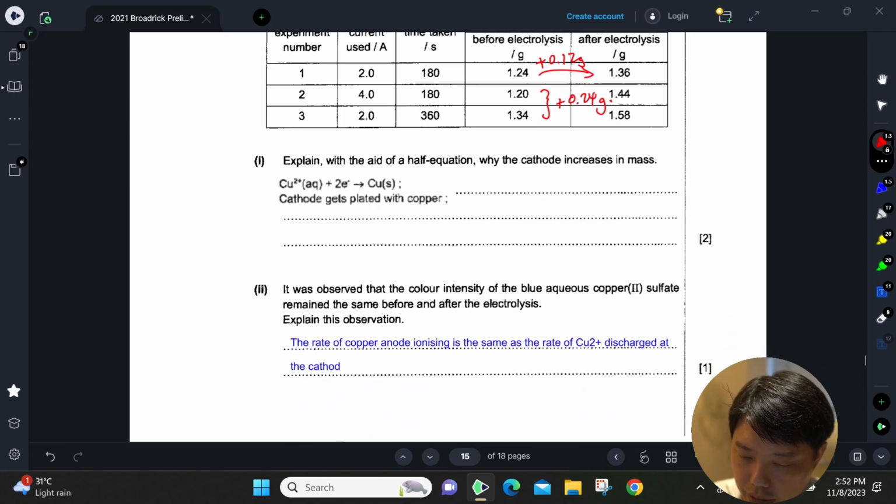It was observed that the color intensity remained the same for the copper sulfate solution. Why is that so? Because copper is being oxidized at the anode at the same rate as the copper is being reduced at the cathode. So if it is the same rate, then the amount of Cu2+ in solution will be the same.